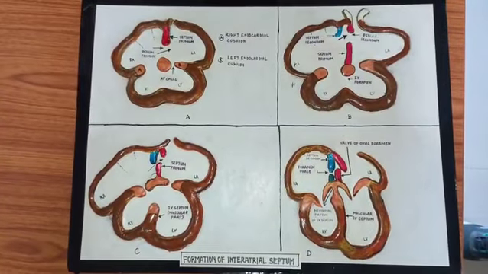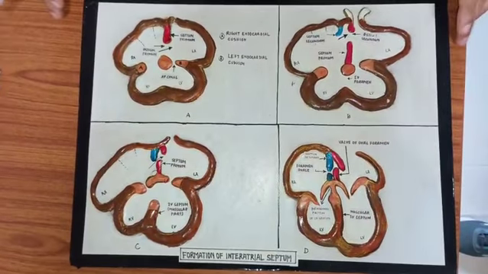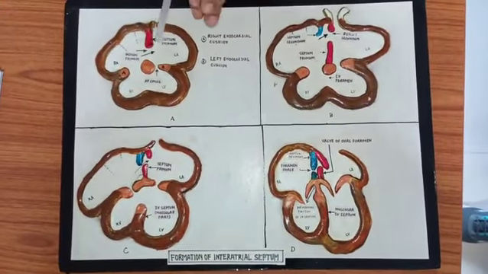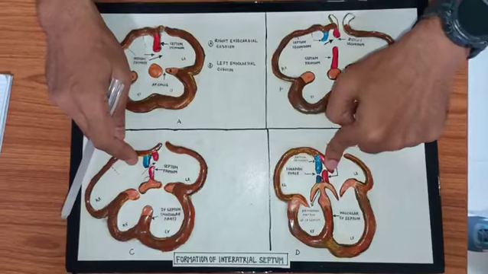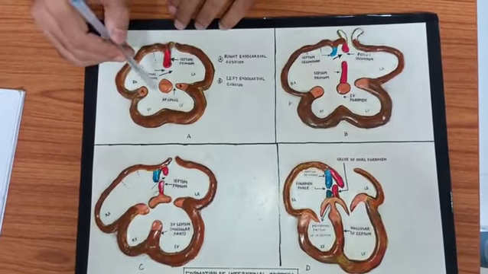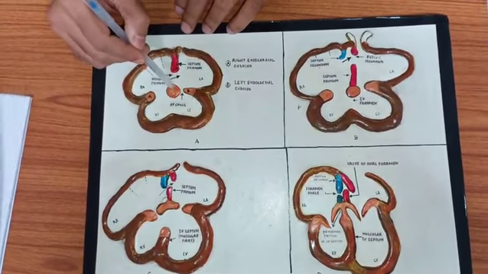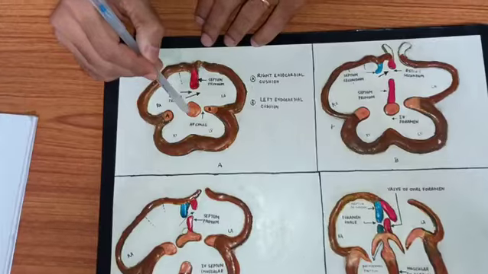So this particular model shows the development of the interatrial septum. So this is stage 1, stage 2, stage 3 and stage 4. A few things at the very beginning, identification. So this central structure here is the endocardial cushion or the AV cushion.